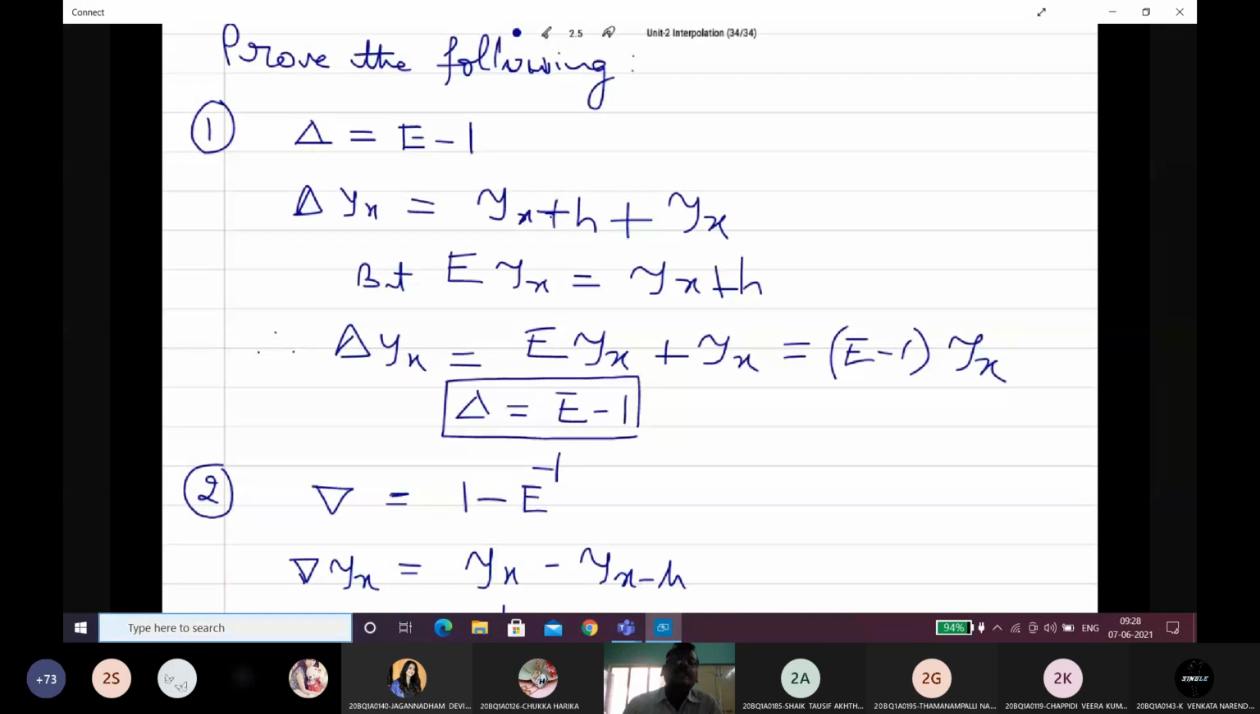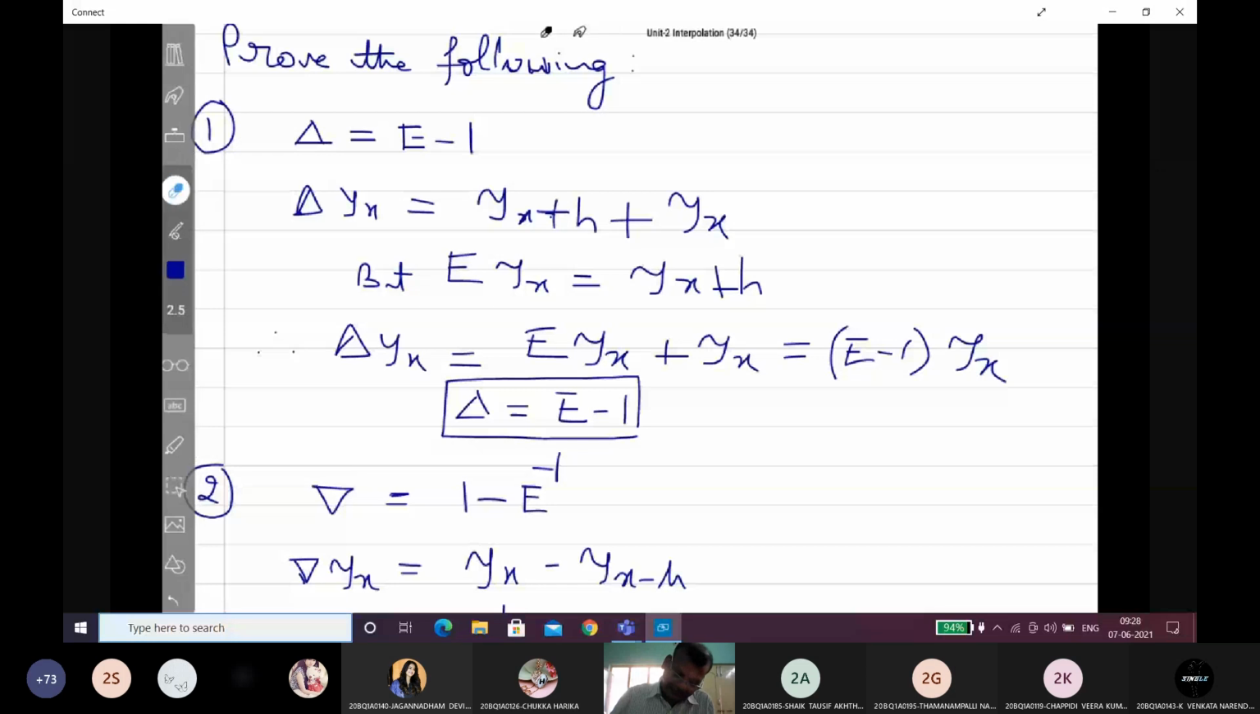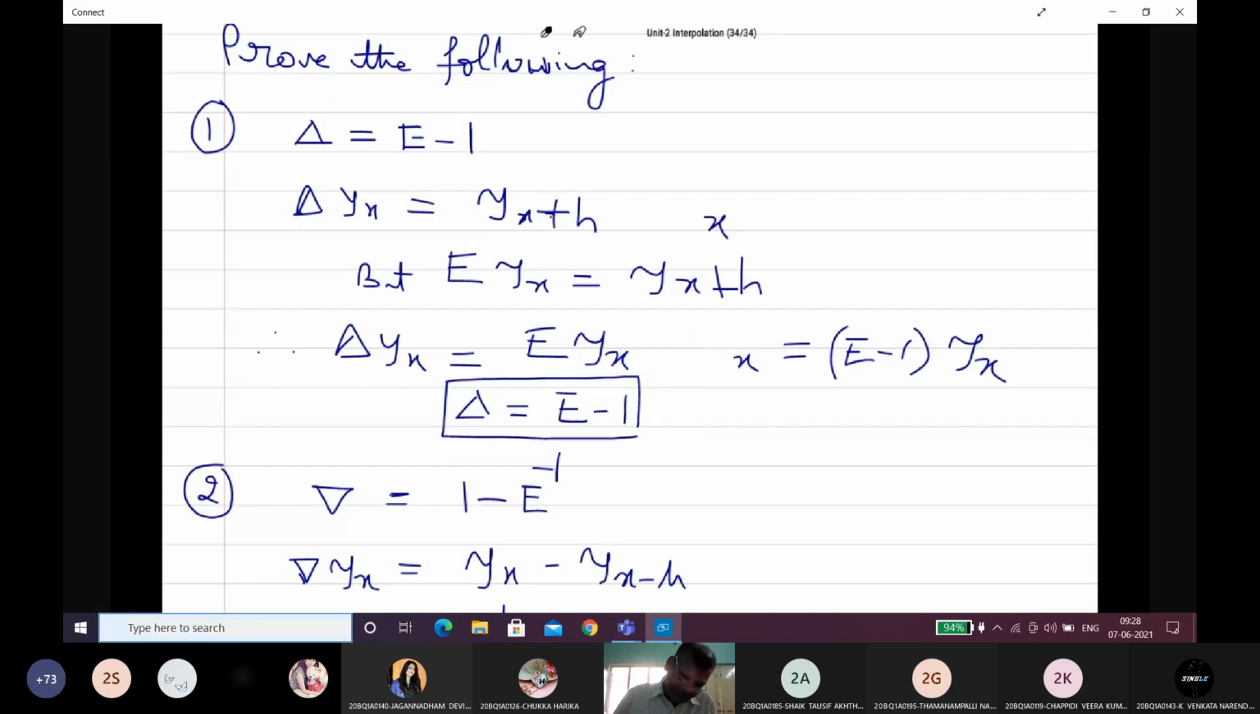Delta is equal to E minus 1. What is the formula for delta? Delta is equal to yx plus h minus, not y, I wrote this wrong. Yx plus h minus yx. Here also minus yx, not plus, by mistake, sorry. Y of x plus h minus yx.